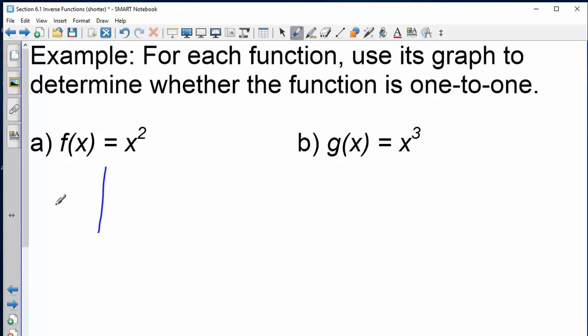What's x squared look like? Quadratic. You can draw lots of horizontal lines there that hit this thing more than once. So this one is not 1 to 1.